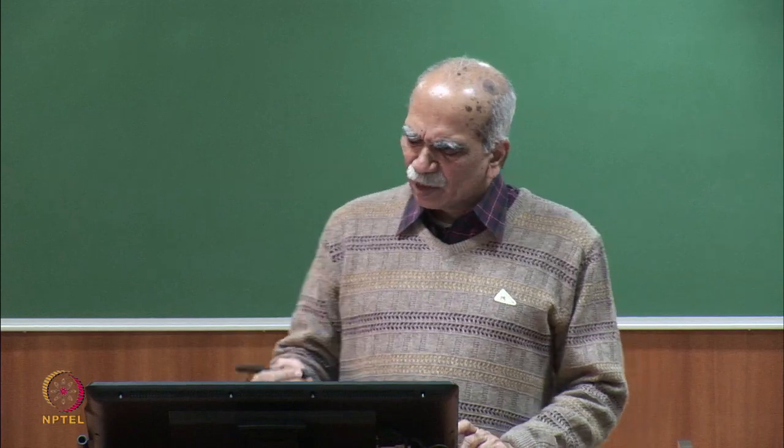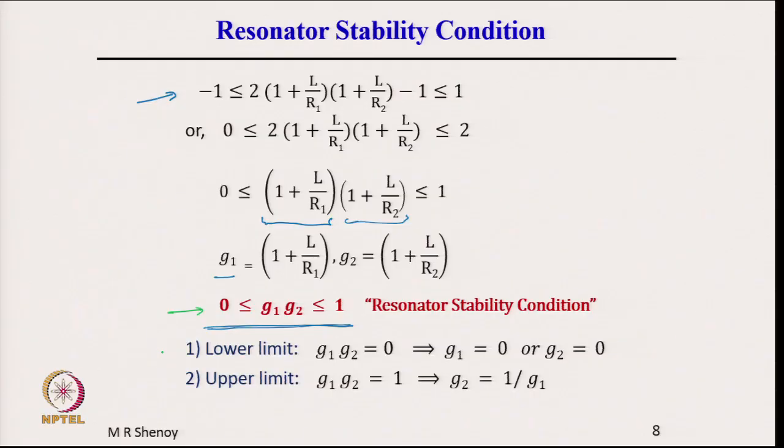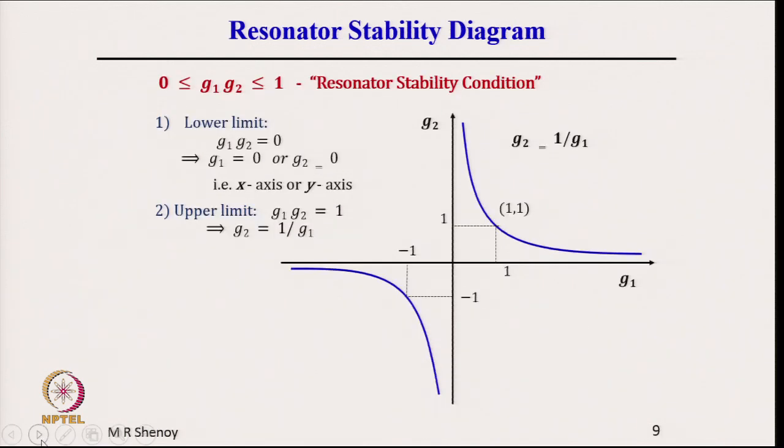Let us discuss this a little bit more, and therefore, from this equation the lower limit is 0, that is the product G 1 G 2 equal to 0 is the lower limit, which means either G 1 is equal to 0 or G 2 is equal to 0, and the upper limit is G 1 G 2 is equal to 1, that means G 2 is equal to 1 by G 1 or G 1 is equal to 1 by G 2. So, these are the limits, and therefore, looking at these limits, we try to plot a resonator stability diagram. So, that is what is shown in this slide.